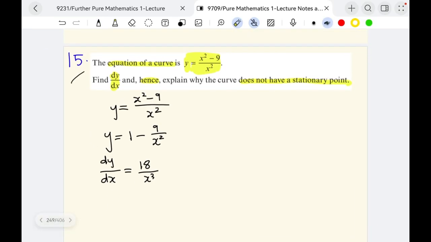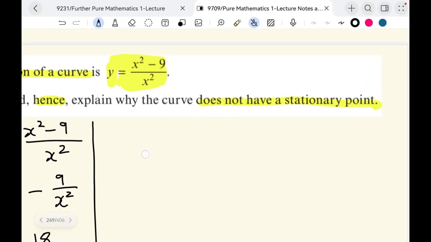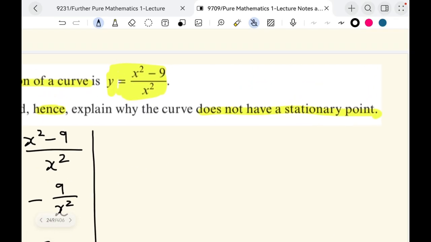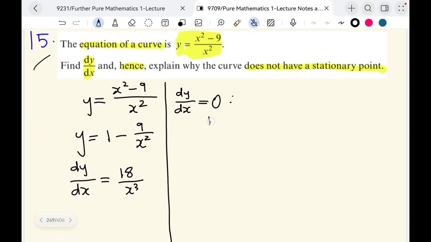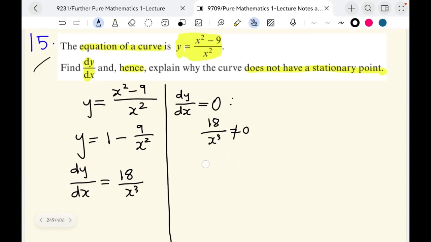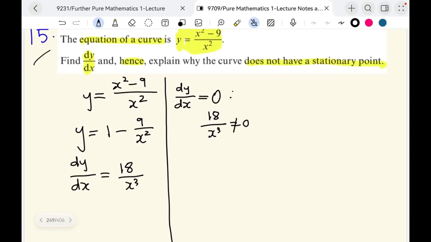Now, for the characteristic of the stationary point, what is it? The fact you should know is that a stationary point means its gradient of tangent is horizontal. So for the horizontal line, the gradient of tangent dy/dx must equal 0. So 18 over x cubed is equal to 0. It's not possible. So this is perfect for our explanation to answer the question over here.